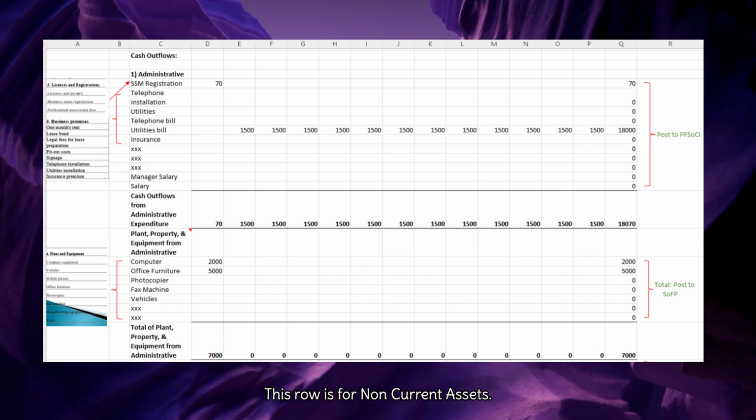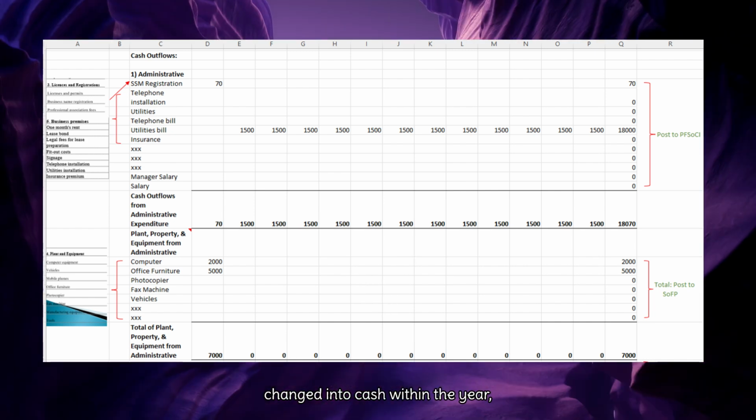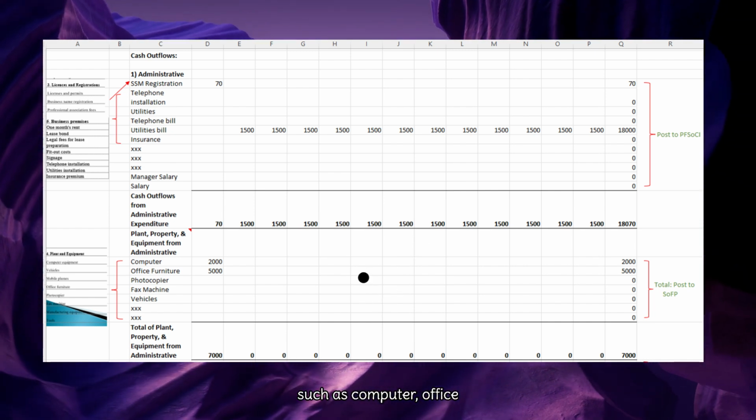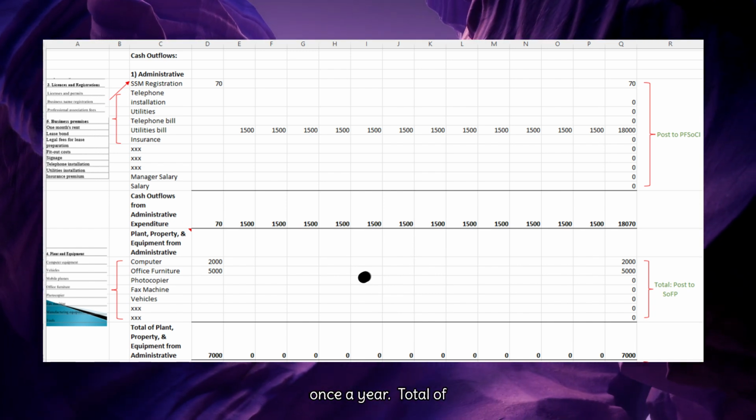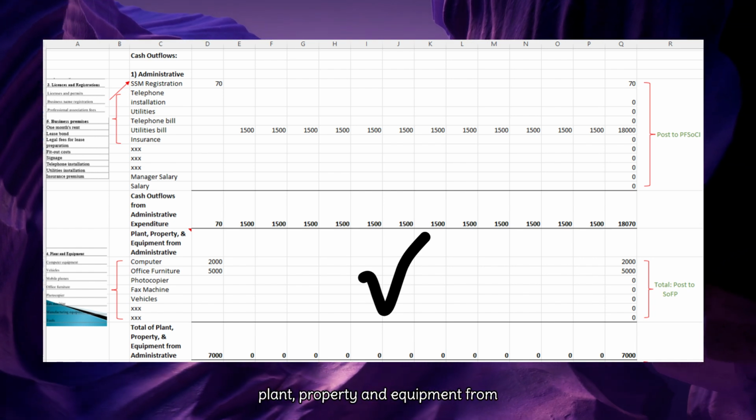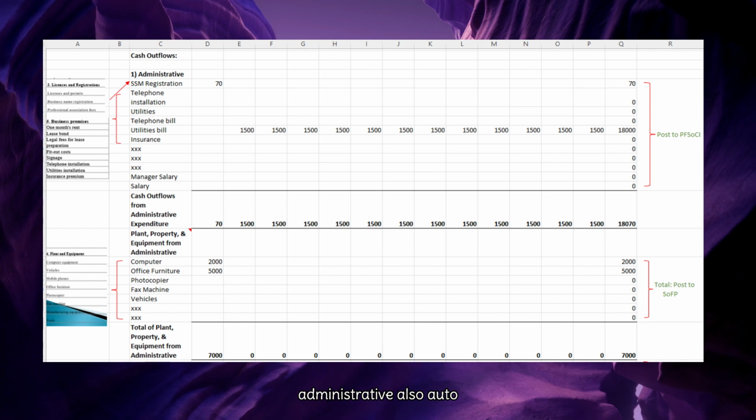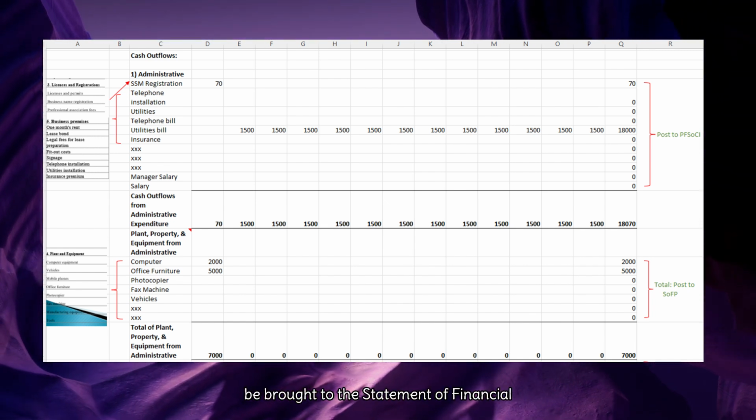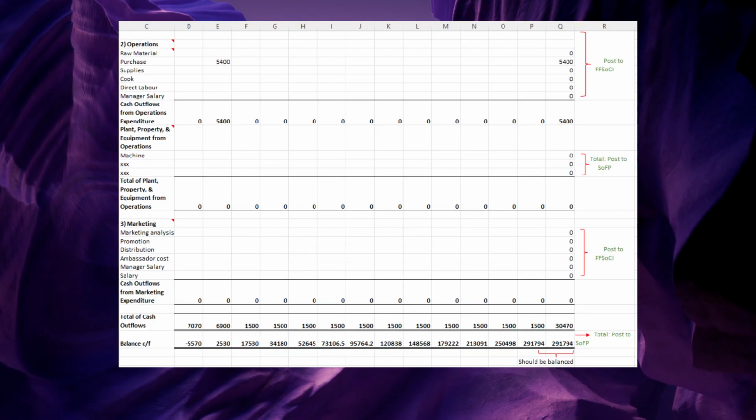This row is for non-current assets. Non-current assets are assets that cannot be changed into cash within the year, such as computer, office furniture, photocopier, and usually once a year. Total of plant, property, and equipment from administrative also auto-generated. And this balance will be brought to the statement of financial position automatically.